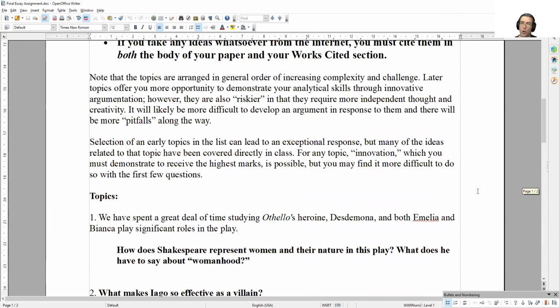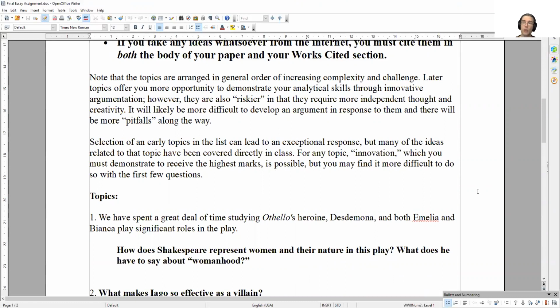Now, we're going to go over the topics for this essay. The topics are arranged in order of increasing complexity or difficulty in light of the material that we've covered in class. Now, you are perfectly able to achieve an incredibly successful mark, a mark in the 90s, with the earlier topics.